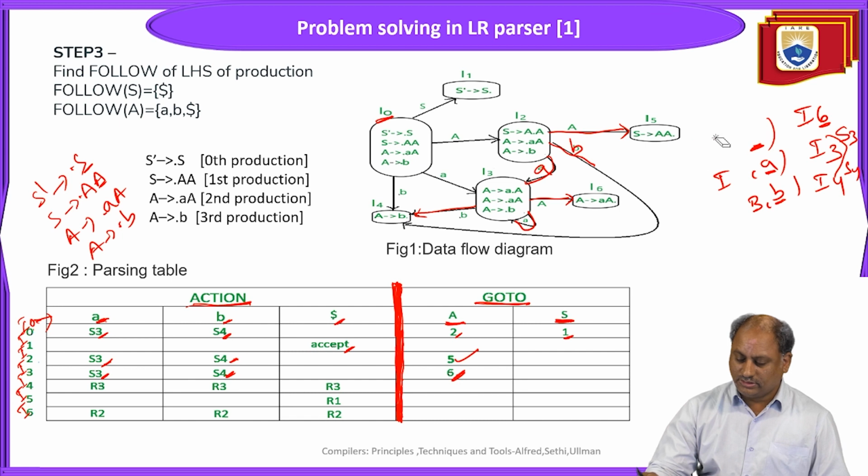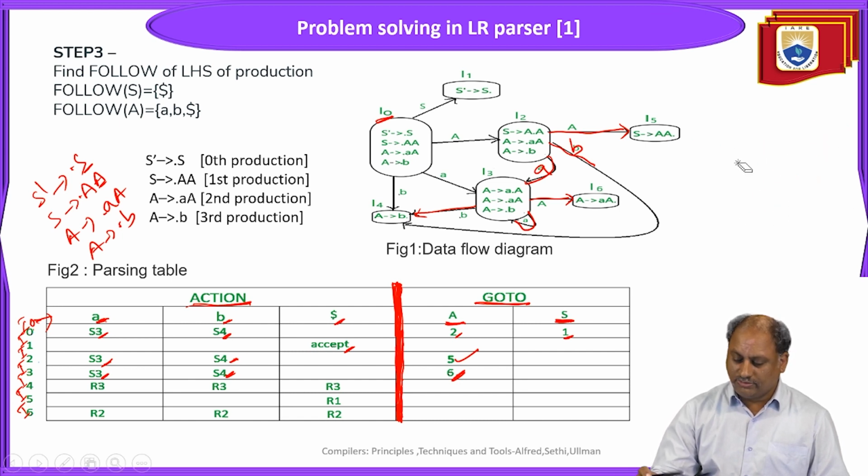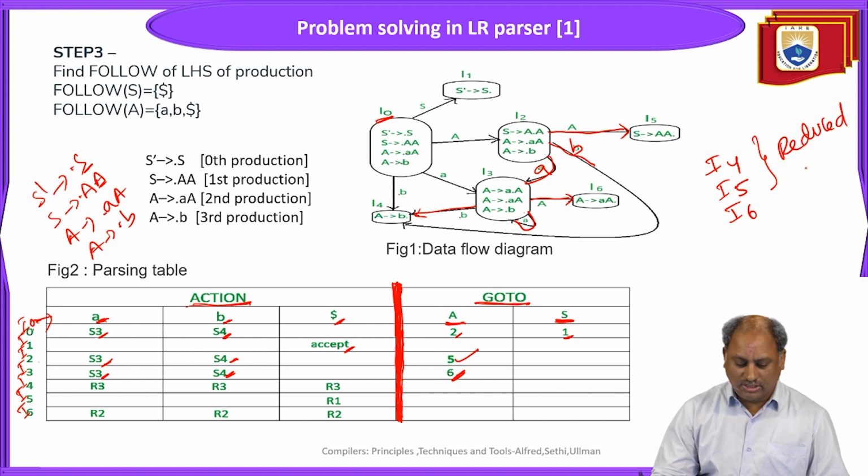Next one is state I4. In this state we have to observe whether any other transitions are possible. No, there is none. It is reaching the end state. There is no other transition going from I4. Similarly I5 and I6. These are considered reduced productions. So we have to verify these productions.